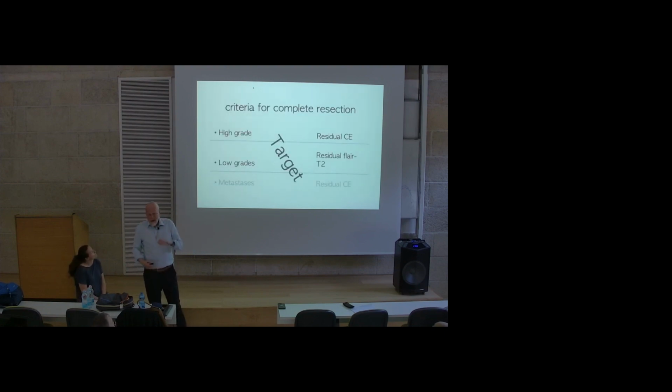Now, when we look at the MRI scans, which we'll explain later on a little bit specifically, the criteria for complete resection, and this is not the biological complete resection, not to be confused, that is not a cure, is that we have removed all contrast enhancement for the high-grade gliomas, and for the low-grade gliomas, we take a different endpoint. It's the residual FLAIR or T2 imaging that we aim at.